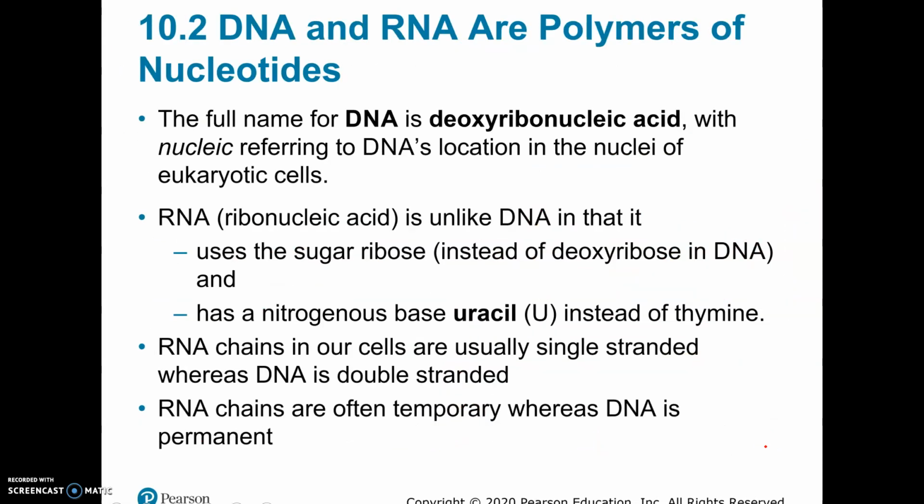Okay, so the full name of DNA is deoxyribonucleic acid. So the nucleic acid tells us it's in the nucleus. That's where we find it. The deoxyribo part is the name of the specific sugar. See how RNA is ribonucleic acid. So the sugar in RNA is going to be ribose, whereas DNA has deoxyribose.